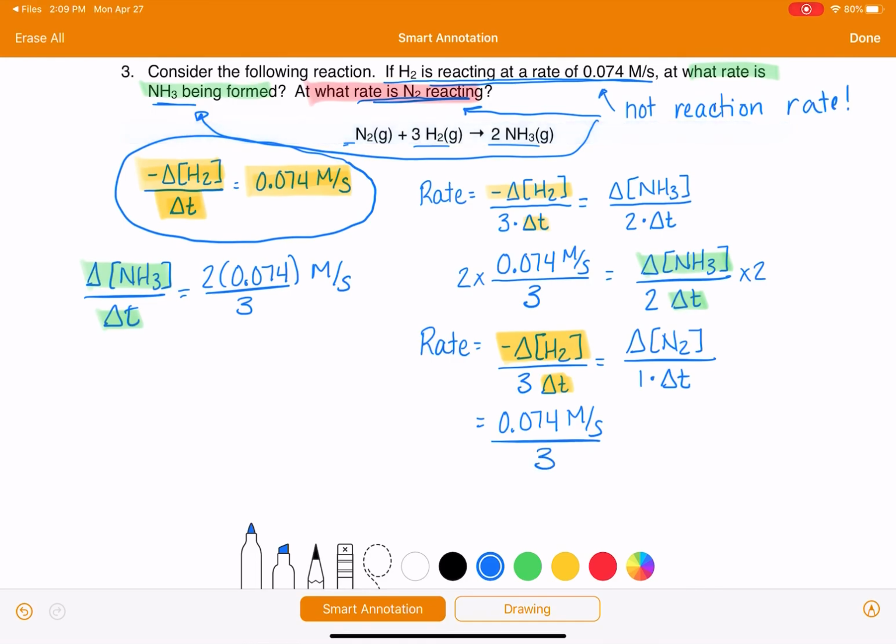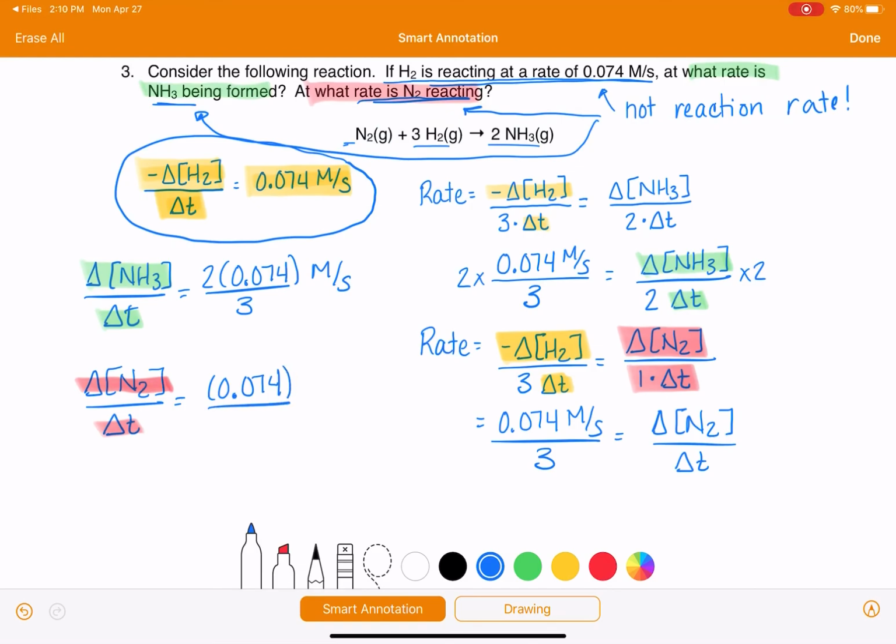We are trying to figure out delta [N2] over delta t. That's the rate of just the N2. Delta [N2] over delta t is right here. We can just ignore the 1. So delta [N2] over delta t is 0.074 over 3 molarity per second.